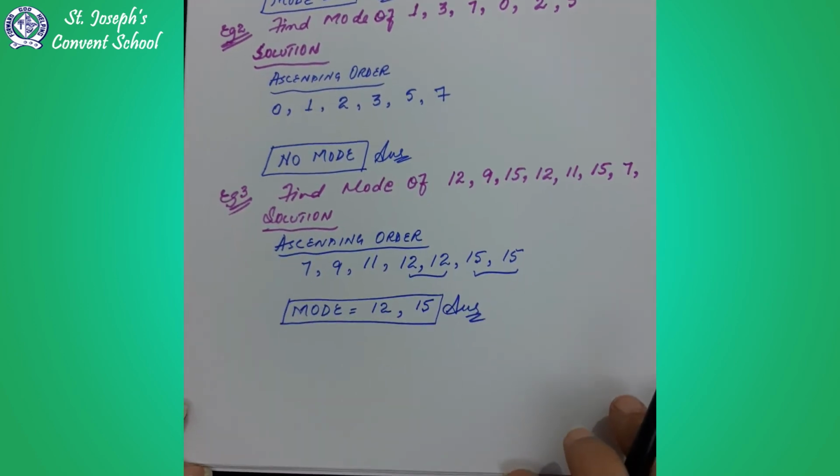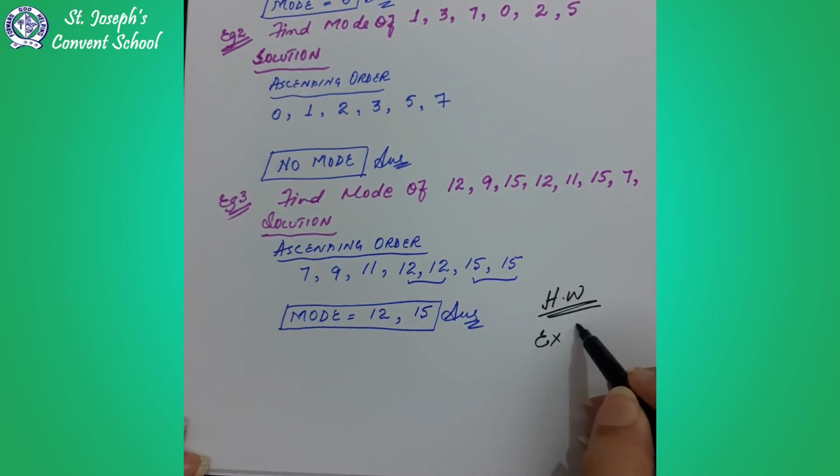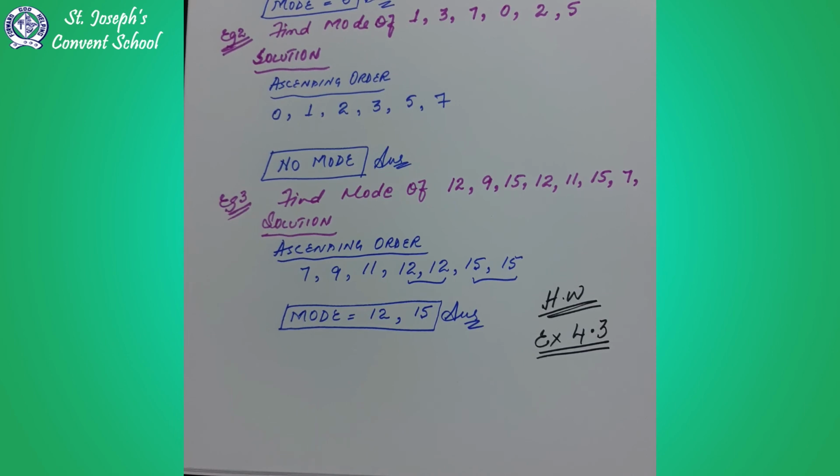Now the homework, what you have to do, you have to complete exercise 4.3. Very simple. You have to find the median and mode in exercise 4.3. So please complete this exercise, complete all your homework. If you don't understand anything, you can ask me in the class.